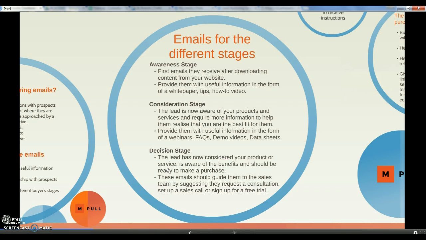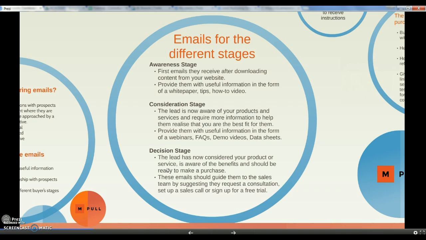Then moving into the consideration stage, the lead is now aware of your products and services, and they will be requiring some more in-depth information to help them realize that your product is the best fit for them. And in this stage, you can provide them with other useful information in the form of webinars, FAQs, demo videos about your products and services, and some useful data that you have collected.